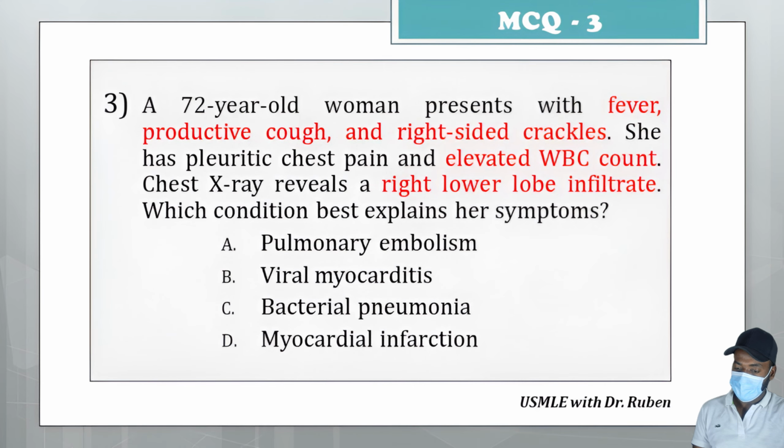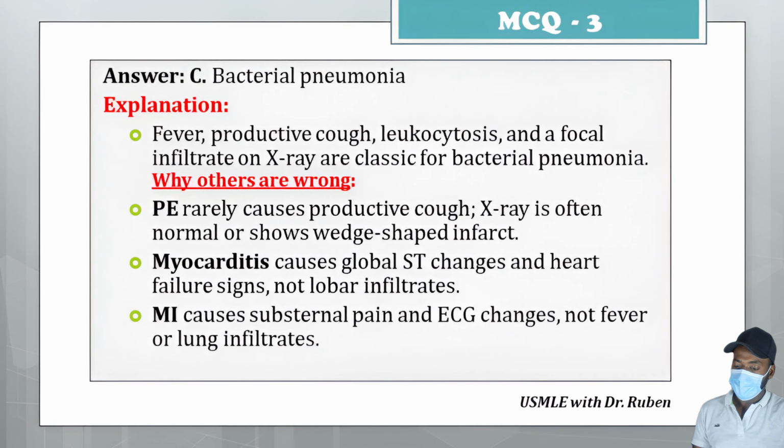The correct option is C. Bacterial pneumonia. Fever, productive cough, leukocytosis, and a focal infiltrate on X-ray are classic for bacterial pneumonia. Pulmonary embolism rarely causes productive cough. X-ray is often normal or shows wedge-shaped infarct.